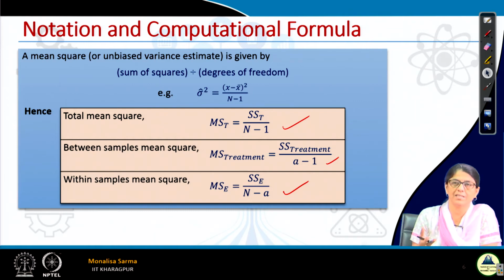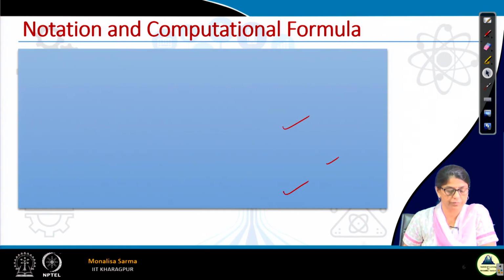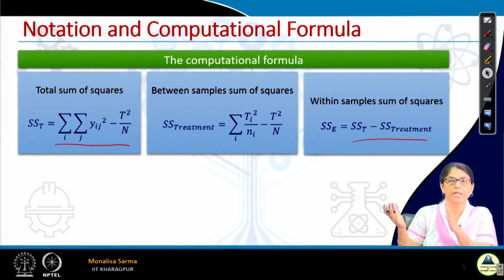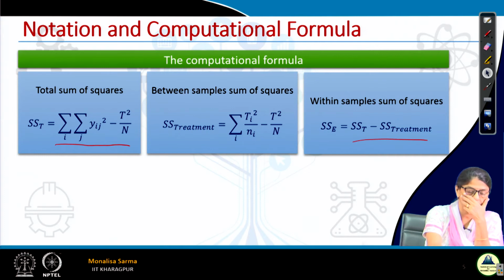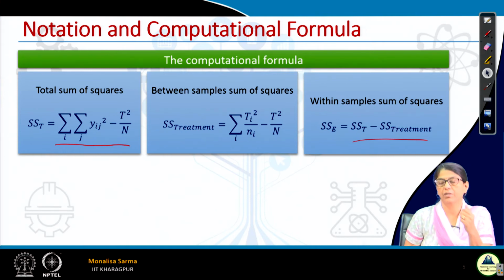Okay. And these are the same, just that there will be a slight difference in the SST and SS treatment. You can just take the earlier formula, and instead of j equals 1 to n, you just replace it with j equals 1 to ni and simplify it, you will get it. Okay.